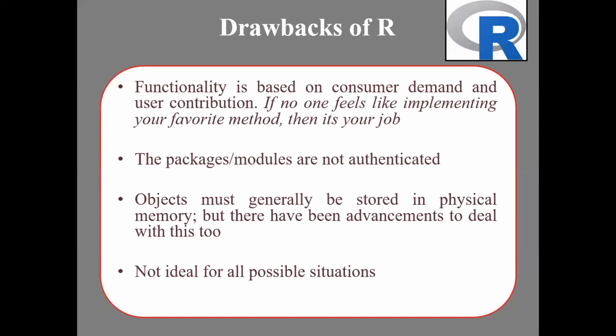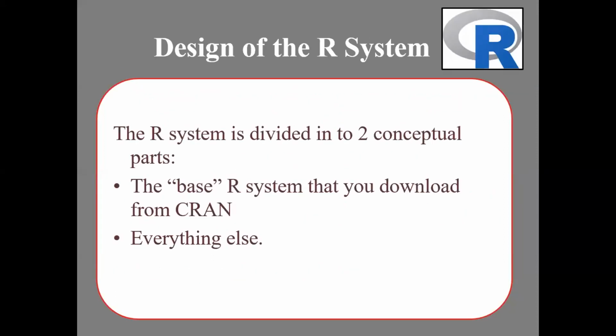So R is primarily developed for statistical data analysis. That is the main purpose of the R software, even though it can be used for many general purposes, but it was developed for this purpose. If you look into the R system, you can divide R into two conceptual parts. One is base R, which you download from the Comprehensive R Archive Network, that's what CRAN stands for, and which is, as I told you, less than 100 MB to download. That is your R system, and it's called base R. And everything else you have to download separately as and when you require it.